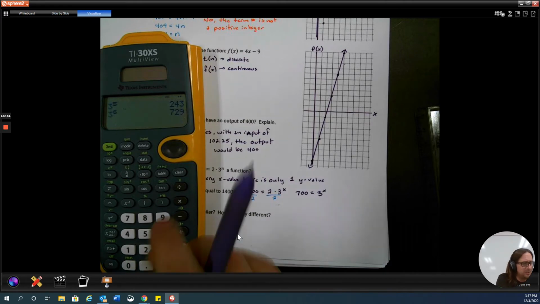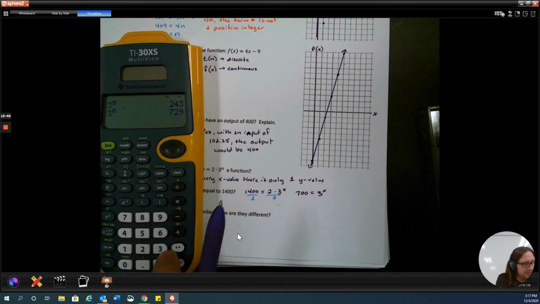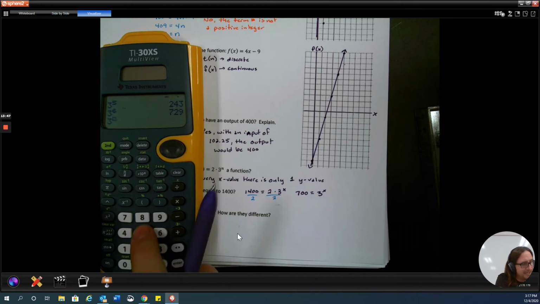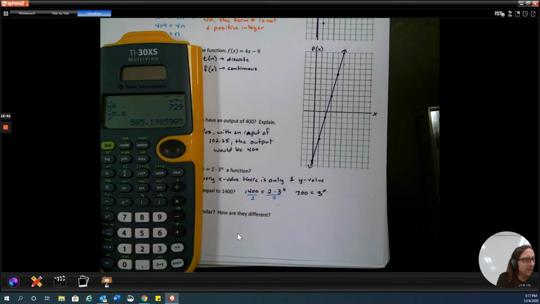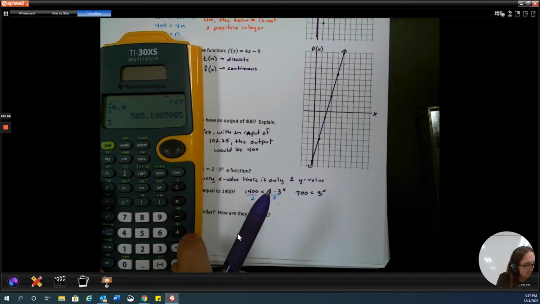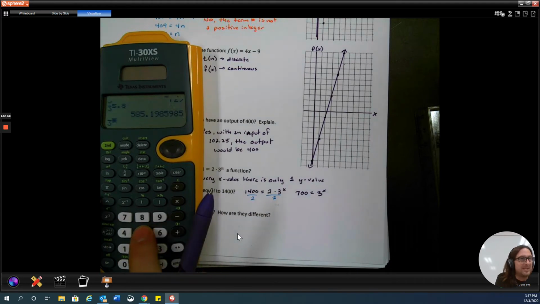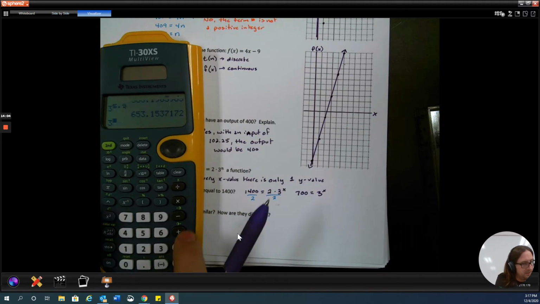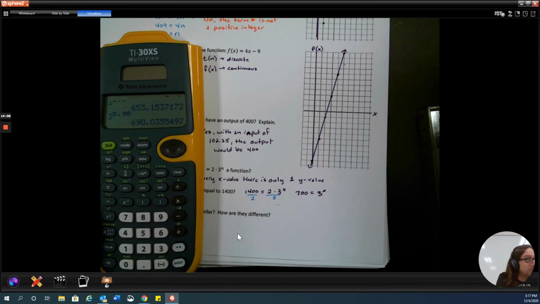function? And yeah, we can do other exponents. Let's do like 3 to the 5.8 power. 585, not quite 700. Let's try 3 to the 5.9 power. Ooh, getting closer. 3 to the 5.95. 690. I'm really close at this point.